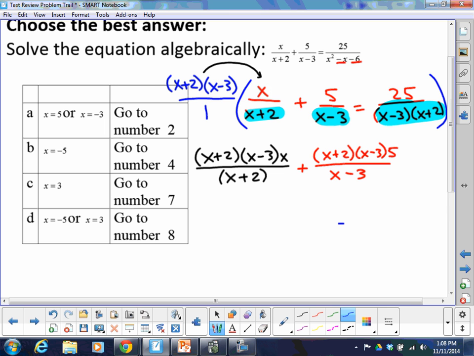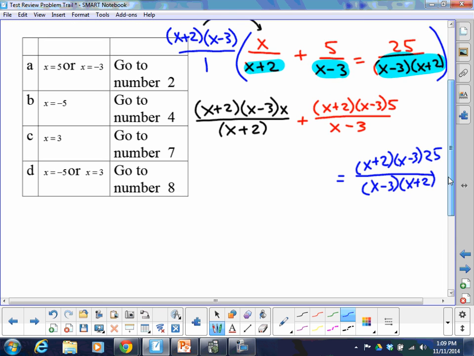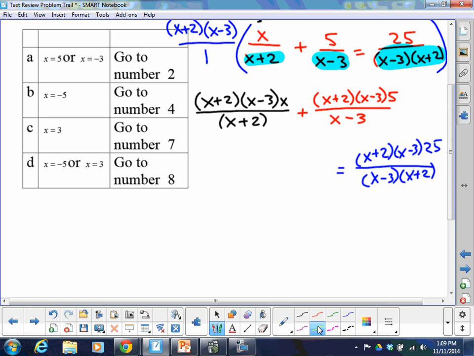Okay, and a little short on space here. The other side, x plus 2 times x minus 3 times 25, and it was already over x minus 3 and x plus 2. Okay, so now here's the step to make sure we're on track. Do all of these things cancel out? And it looks like they do, meaning the denominators. That cancels, x minus 3 over x minus 3 cancels, and then this one happens to have both factors cancel. So the only thing that we have left, okay, we can actually go ahead and multiply these together now.